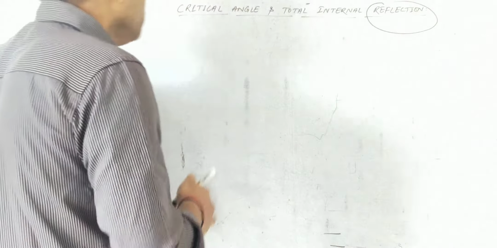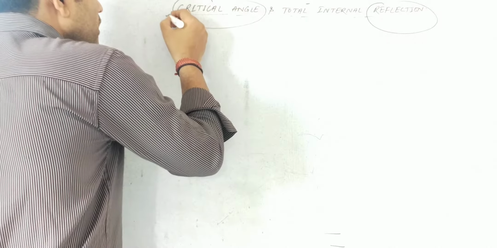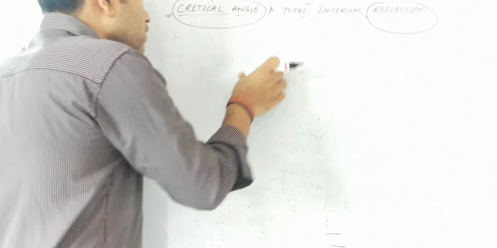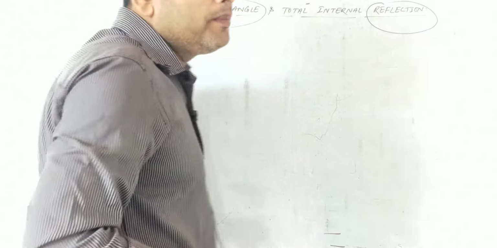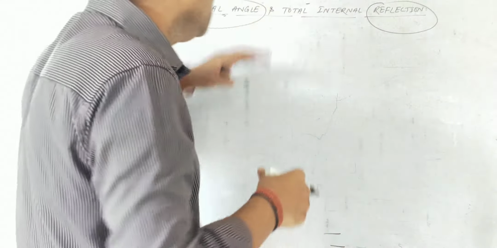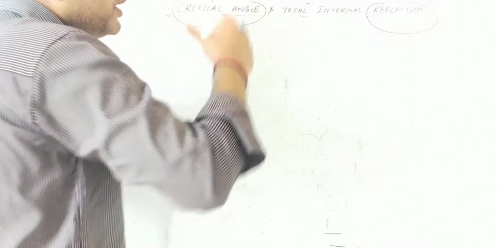So first of all we are going to understand what is critical angle. One of the important things you have to keep in mind is that whenever the value of the angle of incidence reaches the critical angle, the behavior of the light changes. That change in behavior can be studied only by understanding the critical angle. So first let's understand critical angle.